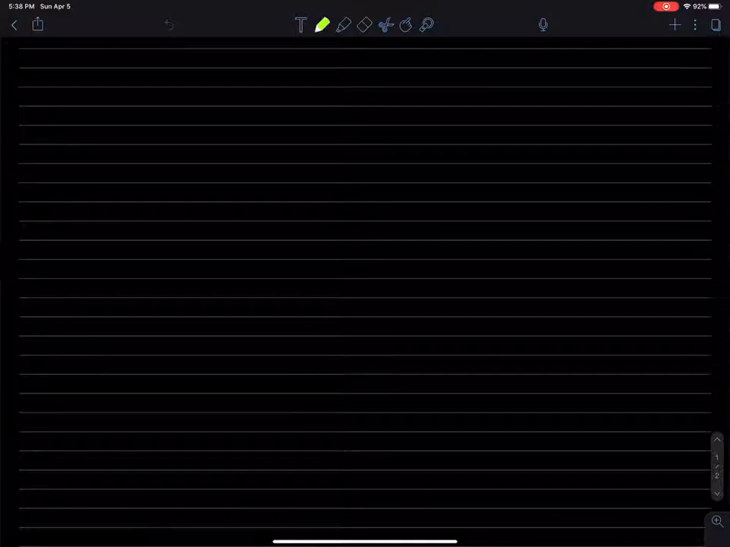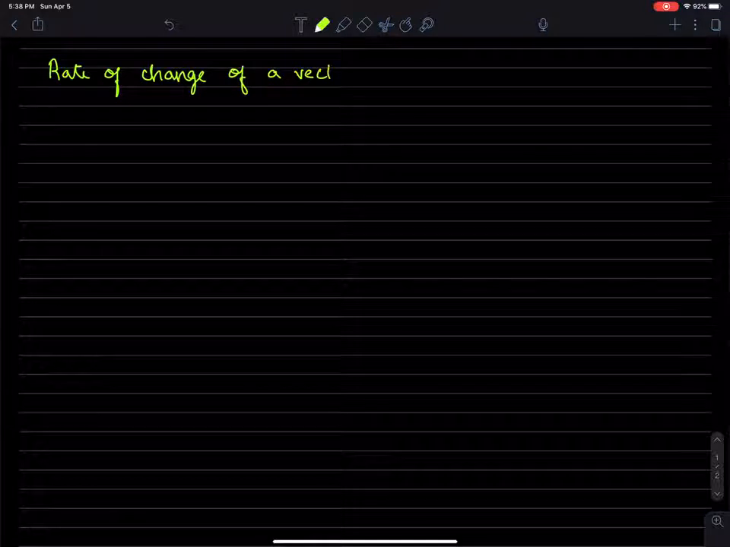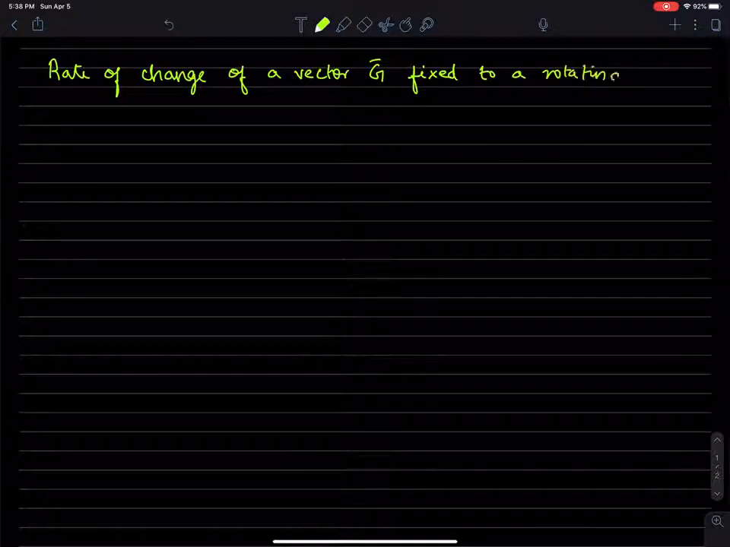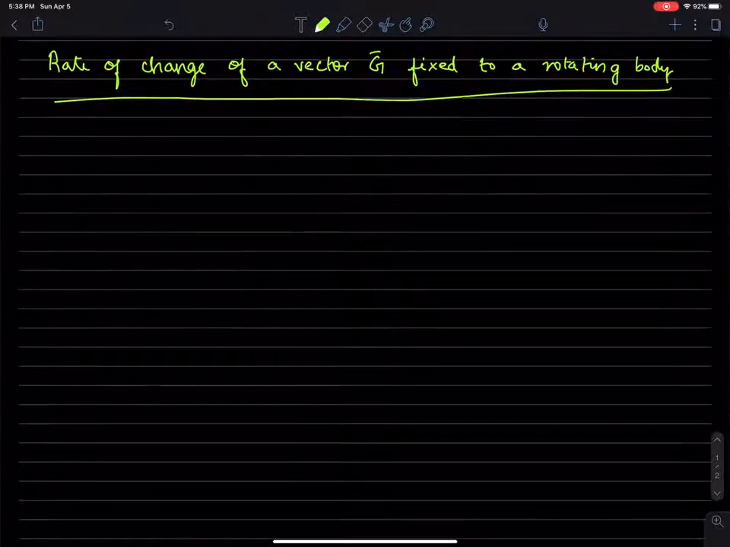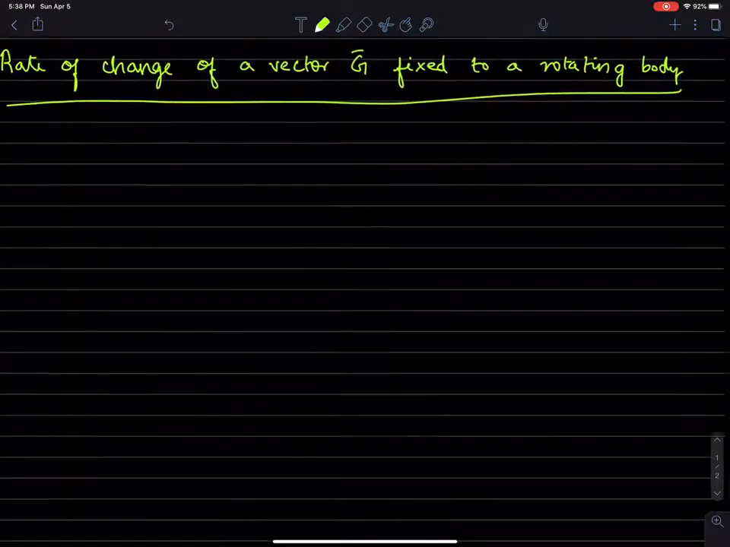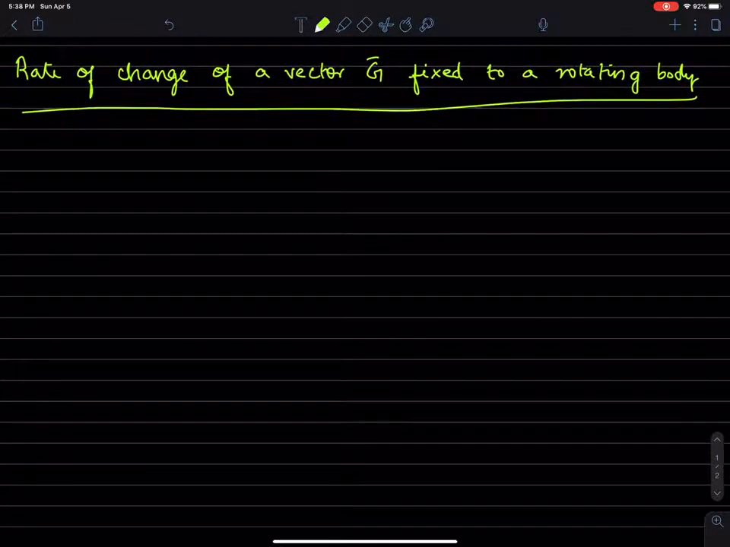Let us now consider the rate of change of a vector, let's call it G, fixed to a rotating body. By fixed to, I mean fixed relative to a rotating body.